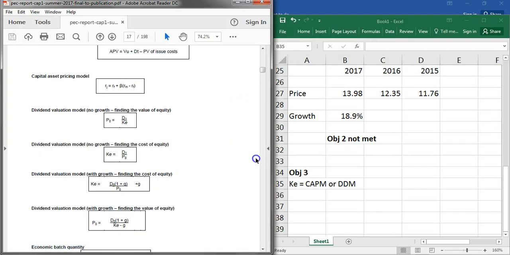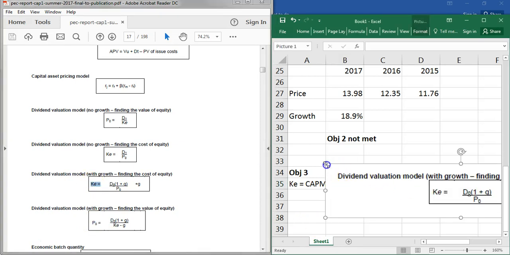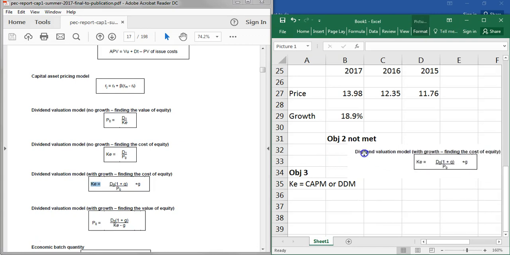So remember, don't confuse both here. This is where we're looking for P. We're looking for KE here. So I'll just put this here. Hopefully it goes in. And we'll have that to show.